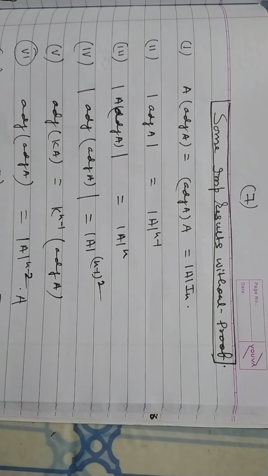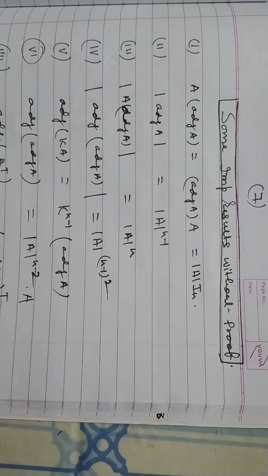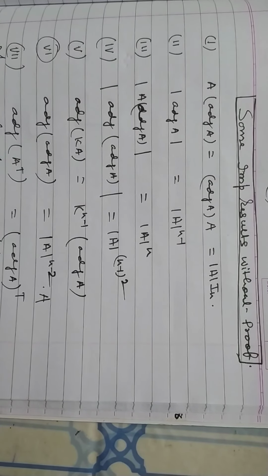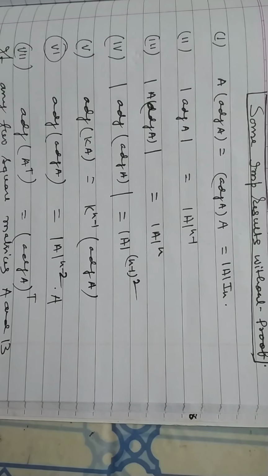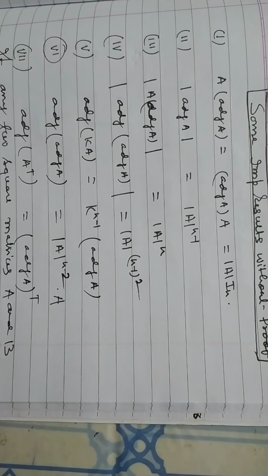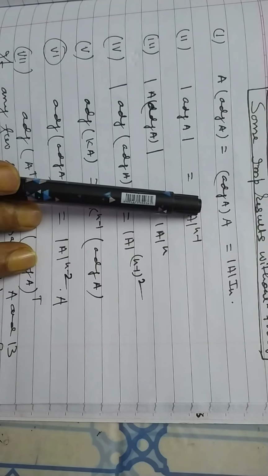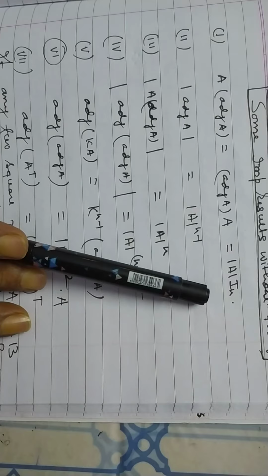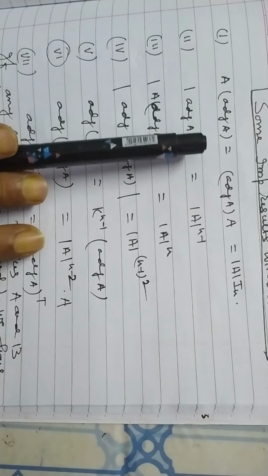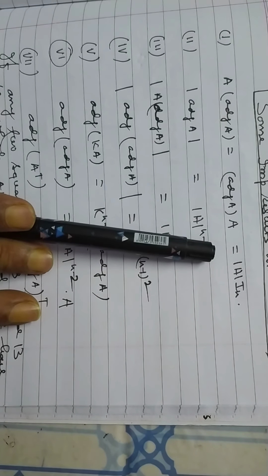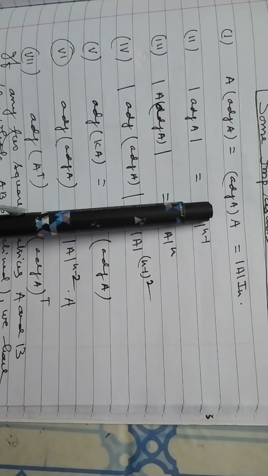My advice to you is, you must remember these 7 properties. You must remember these 7 properties, and this property is A into adjoint A is equal to adjoint A into A is equal to determinant A into identity matrix of order n.